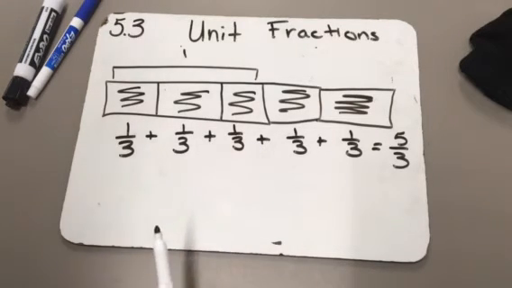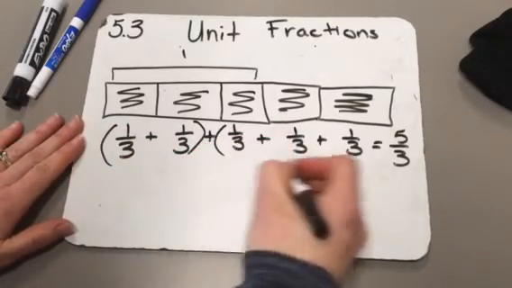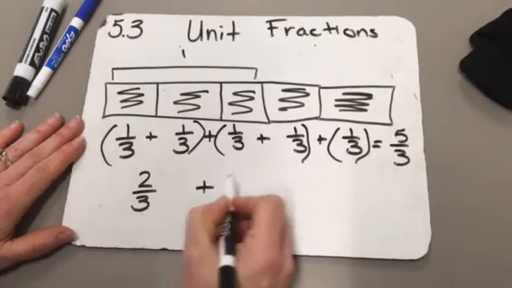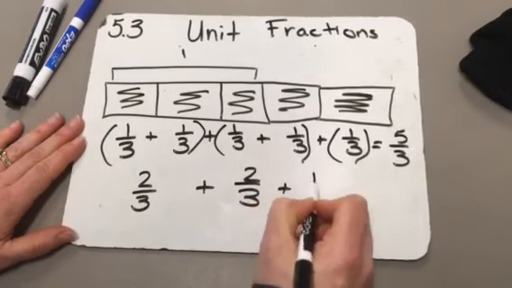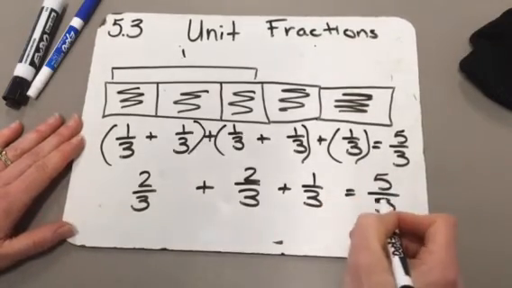All right. So from there, we could, of course, bracket it. We could have had 2/3 plus 2/3 plus 1/3. It would still give us 5/3. Oops, that doesn't even look like a 3, does it?